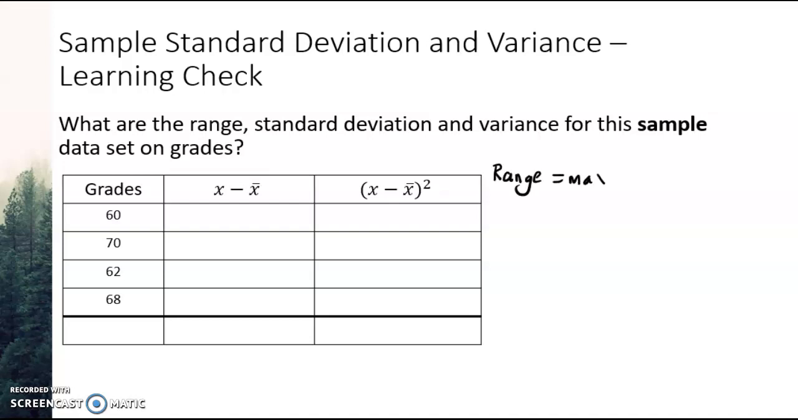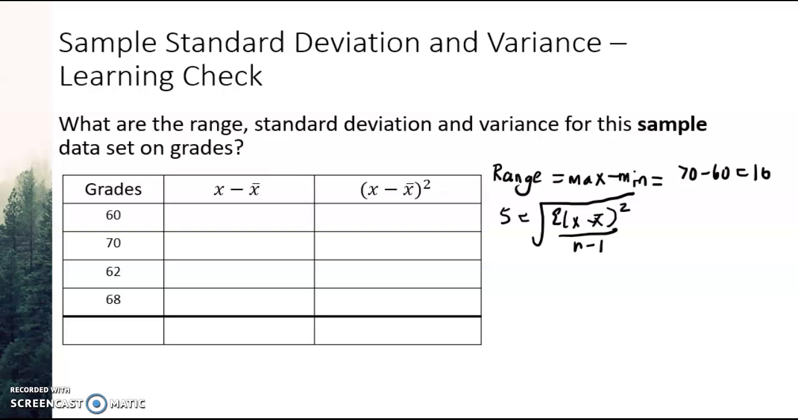First, let's find the range. The highest grade in this class is 70 and the lowest one is 60, so the range is only 10. Again, this is a sample data set, so I'm going to use the same formula. We add together the deviations squared. The deviations tell us how far they are from the mean, and we square them so that they don't perfectly cancel out. Divide by the number in the sample minus 1, then take the square root so that we're back to our original units instead of units squared.